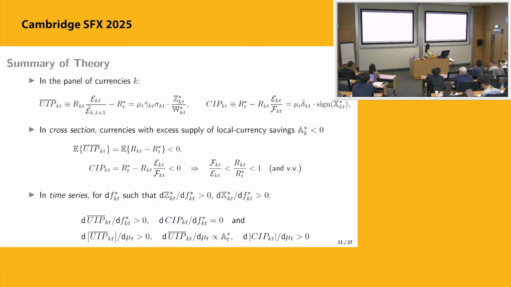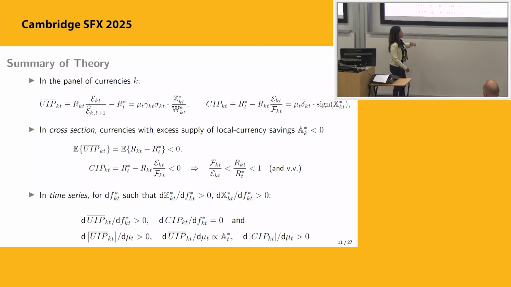So to summarize the prediction, and I'm going to the data immediately now, in the cross-section, what we expect is that for a currency where there's an excess supply of local currency saving, as I said, the yen, the Swiss franc, you will expect a negative UIP. You will expect the interest rate to be lower than the dollar interest rate. A negative CIP. Why a negative CIP? Because there will be demand for negative F. There will be demand to sell dollar forward and buy the local currency. That's the hedging channel that we have talked about before.